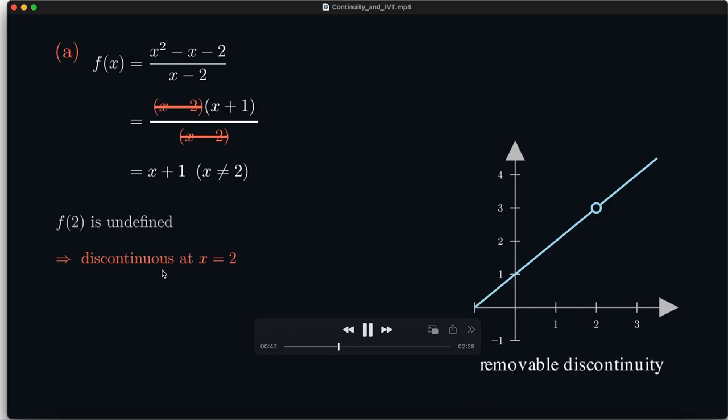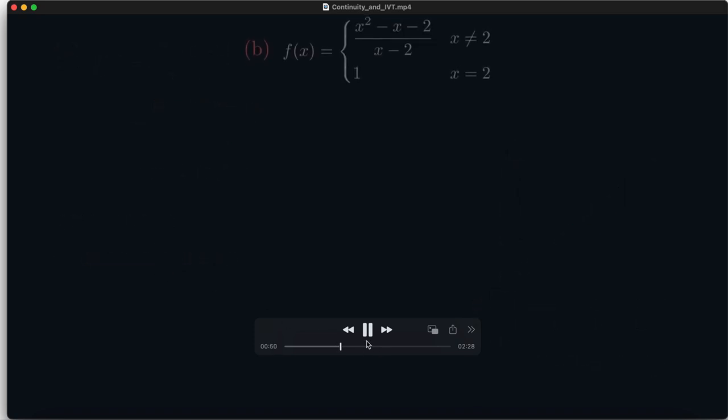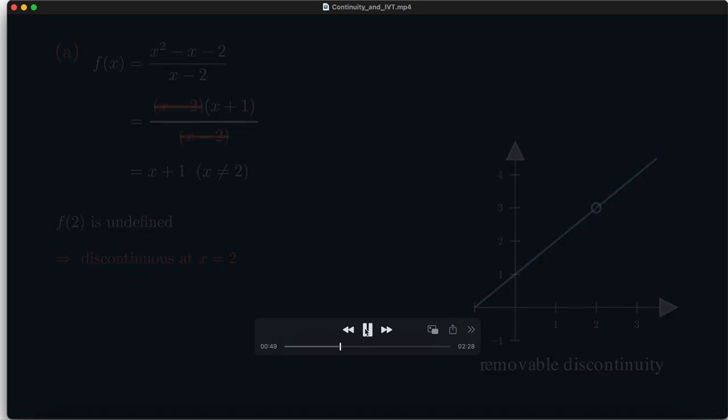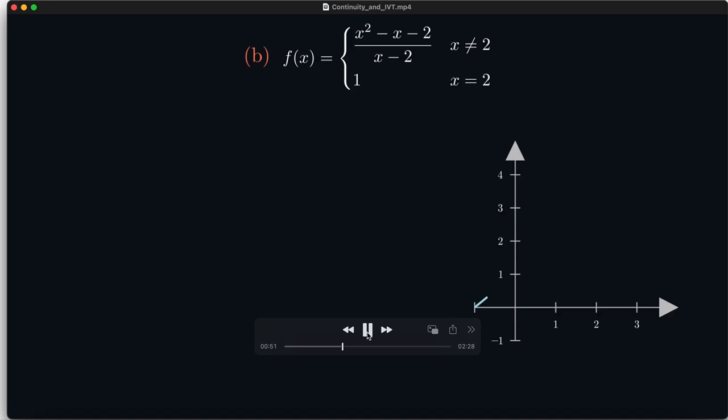So f is undefined. Actually, that's a typo there. Actually no, it's not a typo. So let me clarify that. So yeah, the function is undefined. Therefore, it makes it discontinuous. Okay, how about this one?